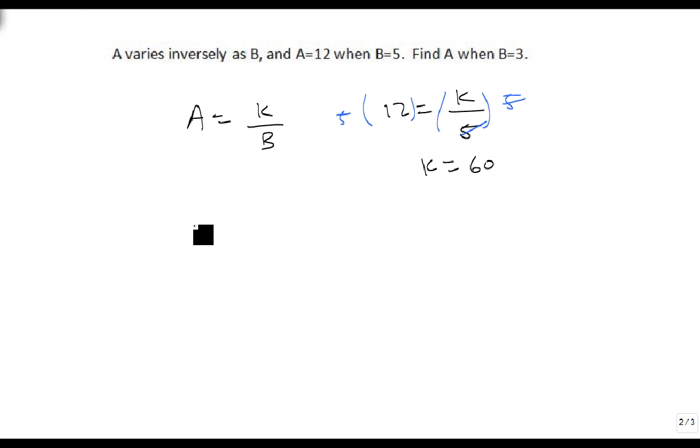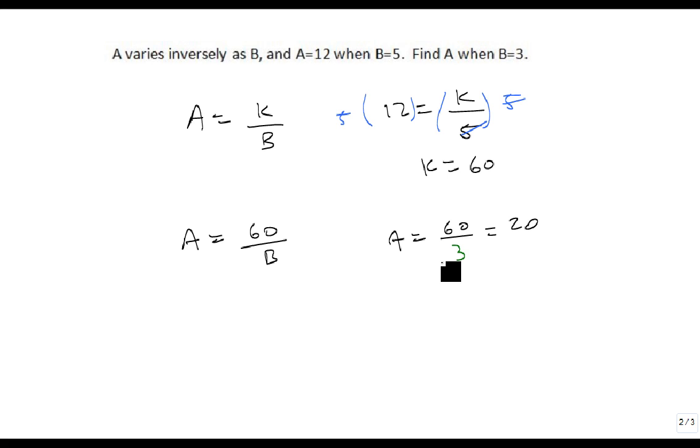Suppose that a varies inversely as b, so that means a equals k divided by b. Well, we know in this particular case that when a is 12 and b is 5, then we have a true statement. So in order for this to be true, we multiply both sides by 5, and we get k equals 60. Well, that means a is 60 divided by b, and so when b is 3, we get a equals 60 divided by 3, which is 20. So a is 20 when b is 3, because they vary inversely with each other.